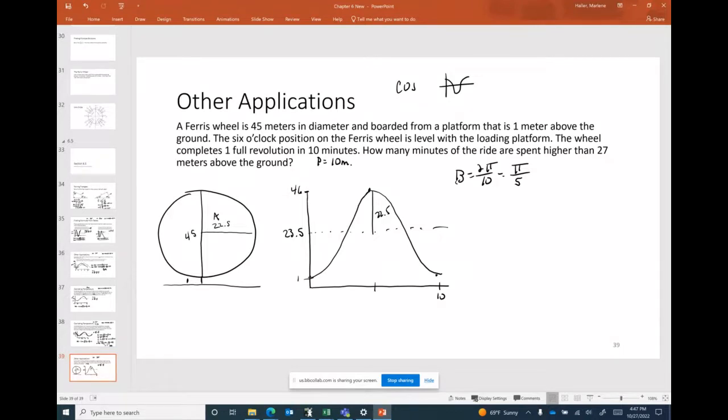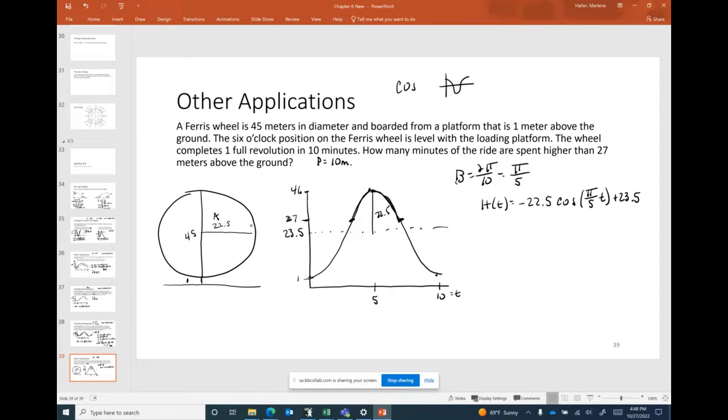All right, so if we want to write an equation for height above the ground, we'll call that h as a function of t. It's going to be an amplitude of 22.5, but it's reflected. So negative 22.5 times the cosine of pi over 5 times the variable t for time. There's no horizontal shift here. And then the midline is 23.5, so we'll say plus 23.5. There's our equation. Now we want to use that equation to find how many minutes of the ride are spent higher than 27 meters. So 27 meters is maybe about right there. What we're looking for is how long we're on this portion of the graph. So we're going to need to find two values this time, the first and the second occurrence.